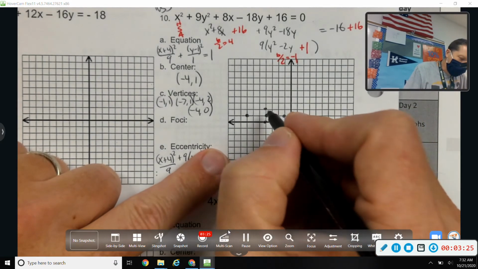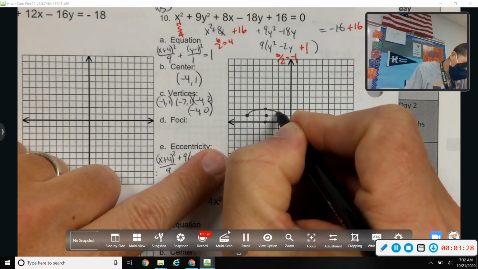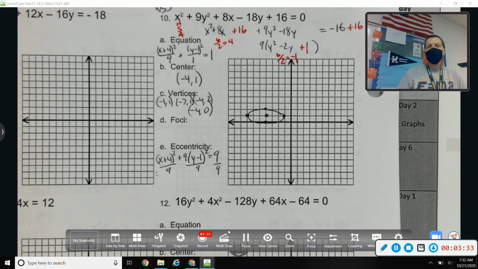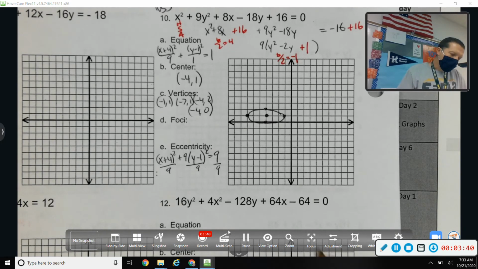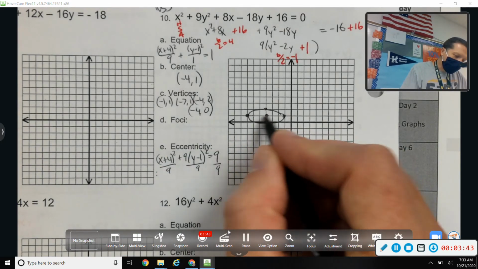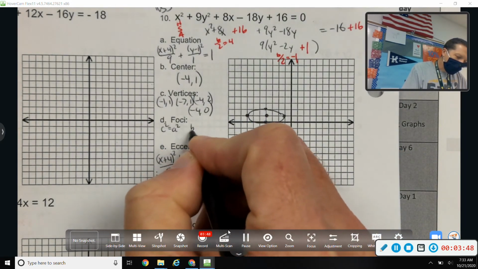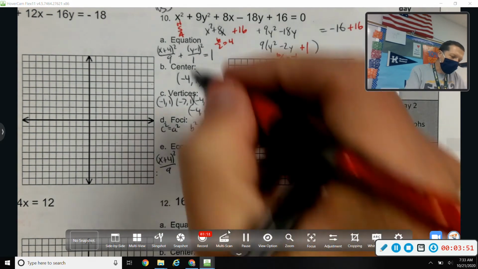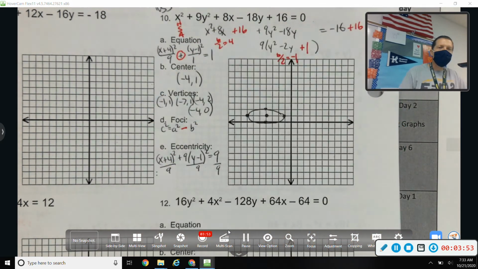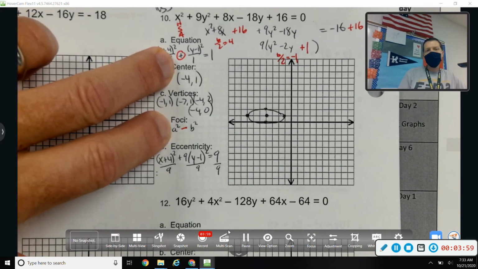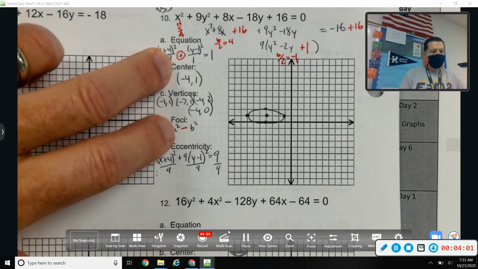Anyway, back to this ellipse. I can sketch in the ellipse now. That's not the greatest ellipse in the world, but that's okay. Again, as long as you're not just playing connect the dots, you'll be okay on that. Foci are C away from the center, and C squared equals A squared. For an ellipse, it's minus, because it's always opposite of whatever the main sign is. So for an ellipse, it's a squared minus b squared. For a hyperbola, it'd be plus b squared.